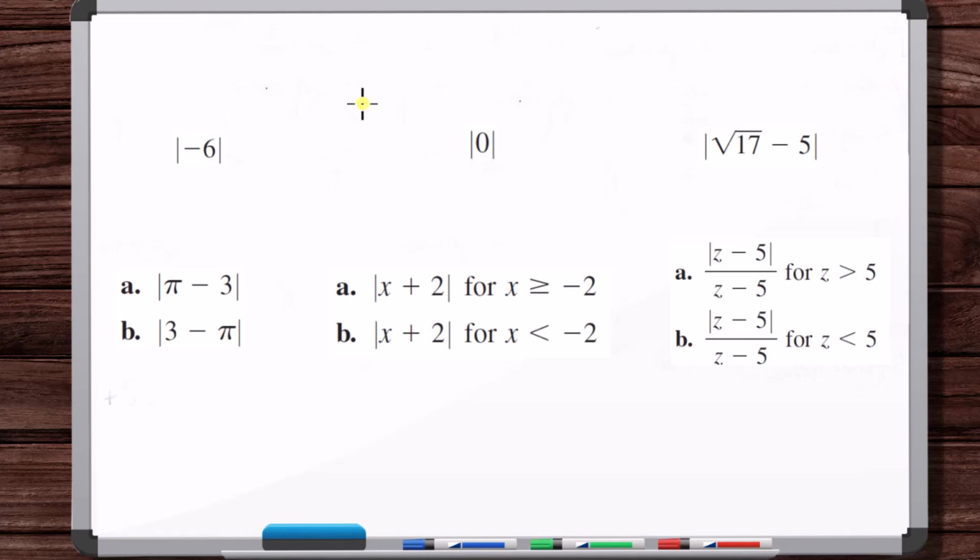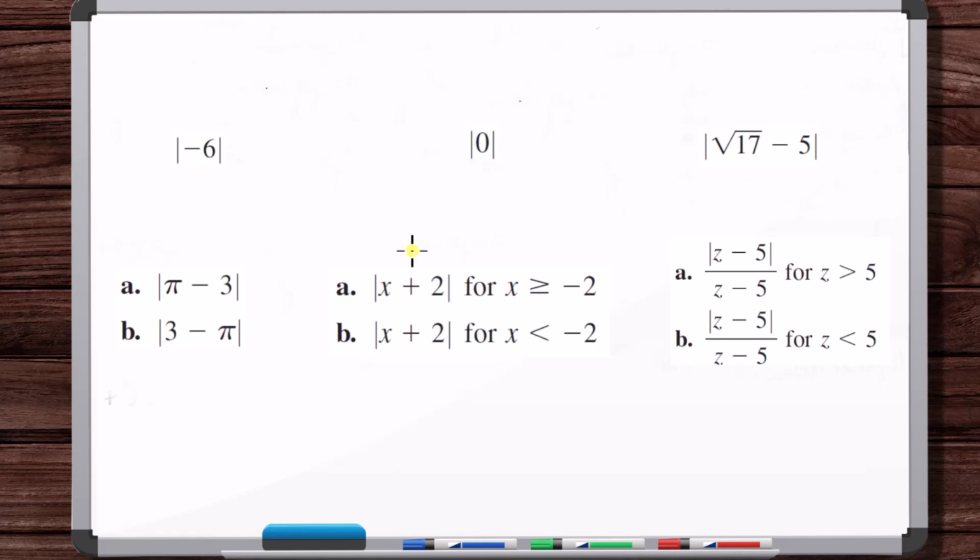In this video, we're going to do some problems where we simplify the absolute value expression. So we remove the absolute value from the problem, either by actually applying the absolute value, or we see what the domain is, and based on the domain, we can remove the absolute value.